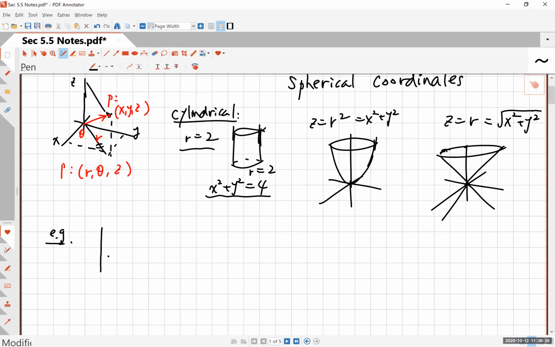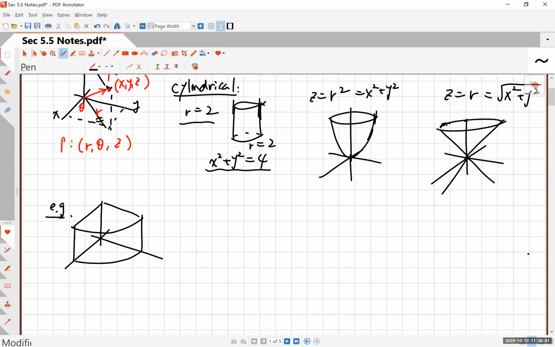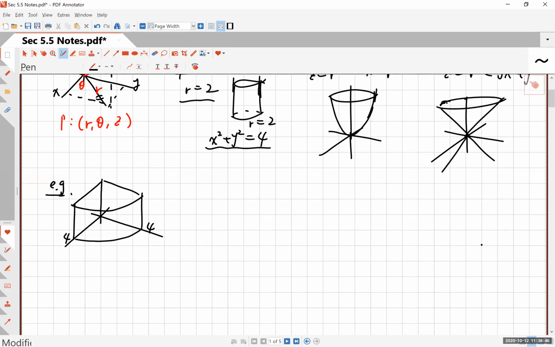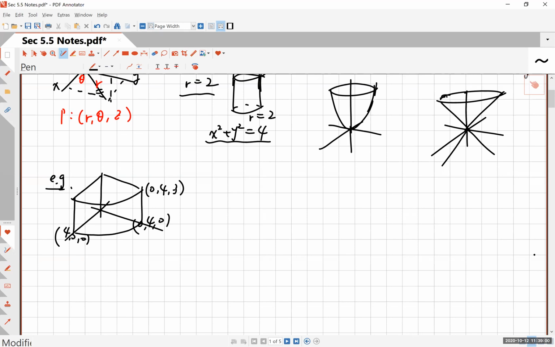So I am going to draw a picture of a quarter of a cylinder. It'll look something like this. Imagine maybe a piece of cheese or something, okay? And let's say here, this is 4 and this is 4. So x is 4, y is equal to 4. So maybe I should say (4, 0, 0), and this is (0, 4, 0). And let's say z is equal to 3, so the height of this piece of cheese is 3. Okay, so this is (4, 0, 3), and this is (0, 0, 3).